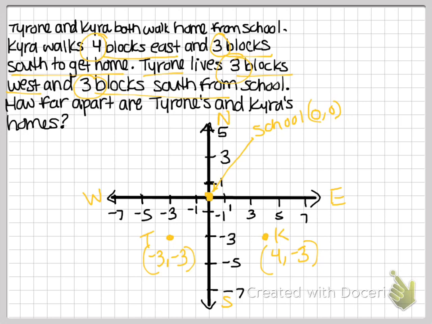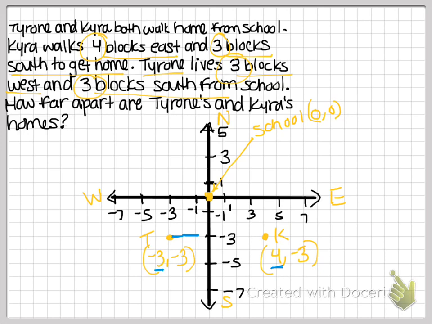Now we want to know how far apart Tyrone and Kyra's homes are. So they have the same y coordinates, so we're going to look at the x coordinates for both Kyra and Tyrone and find those distances. Since it says blocks in the problem, each one of these is going to be worth 1 block, right?